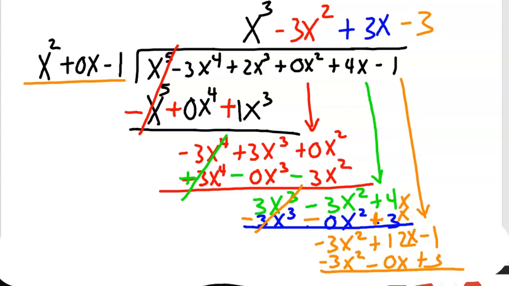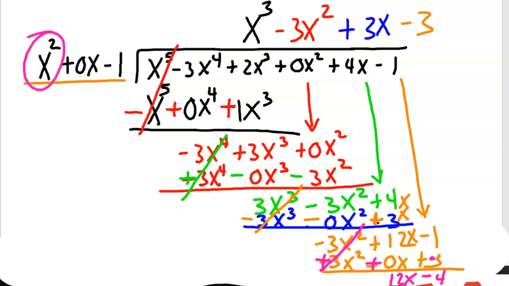And then I'm going to go through and change all the signs there, so it becomes a plus, and a minus. And so this cancels, and I'm left with 12x minus 4. And since I have an x now, which has a power less than x squared, we're done.